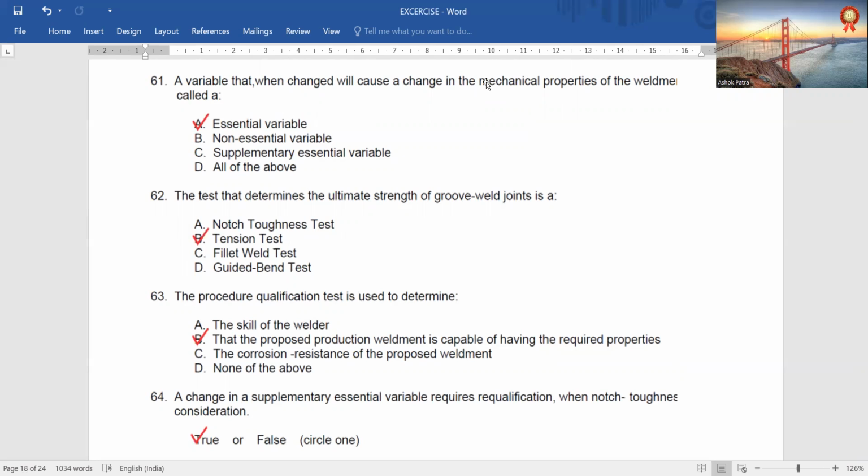A change in a supplementary essential variable requires requalification when notch toughness consideration is required. True.